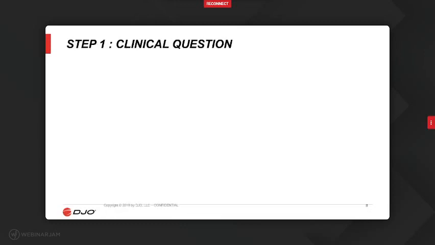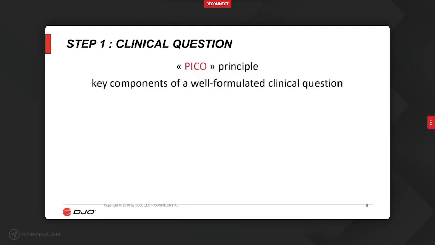We will now look a bit closer into each of the 5 steps of evidence-based solution selling, starting with step 1, the clinical question. For formulating a good clinical question, we can use the so-called PICO principle, where the P stands for patient, the I for intervention, the C for comparison, and the O for outcome. Those 4 aspects should be incorporated in the clinical question.